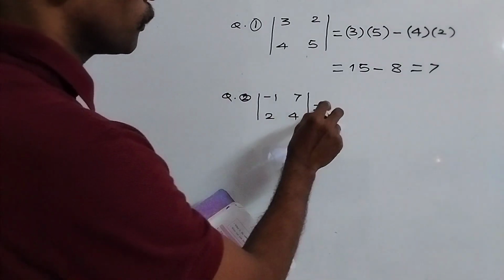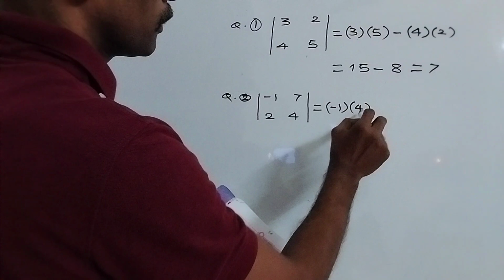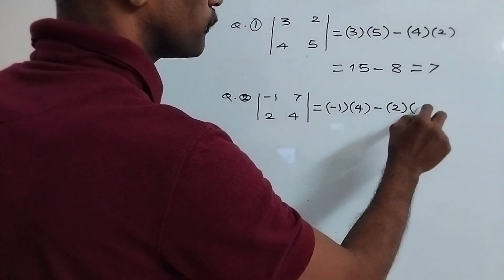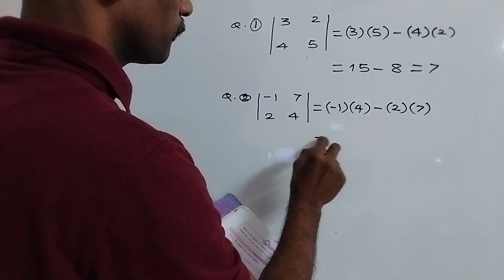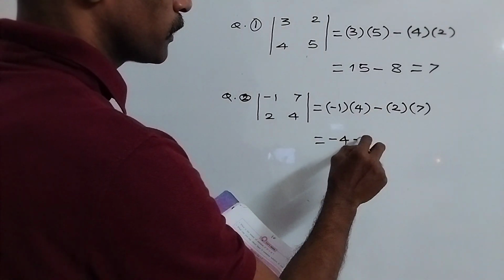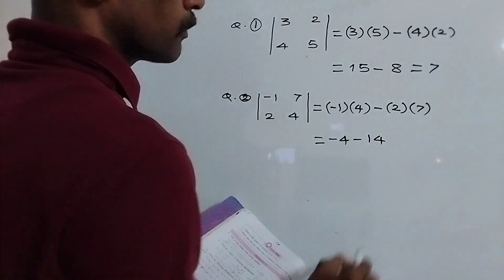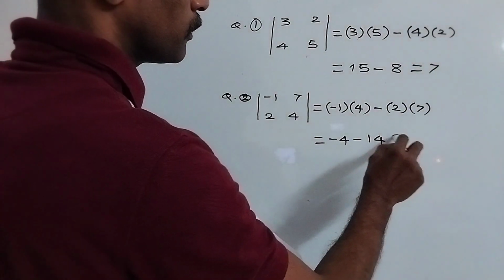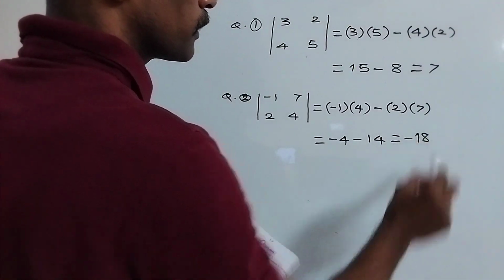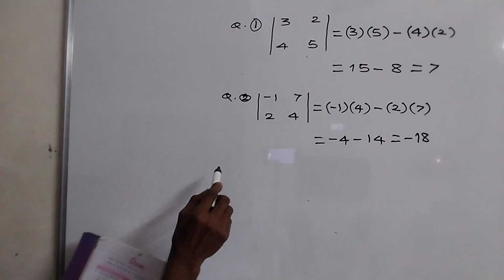Okay, 4 into -1 minus 2 into 7. Therefore 4 into -1 is -4, minus 2 into 7, which is 14. So -4 minus 14 is -18. This way we find other values.